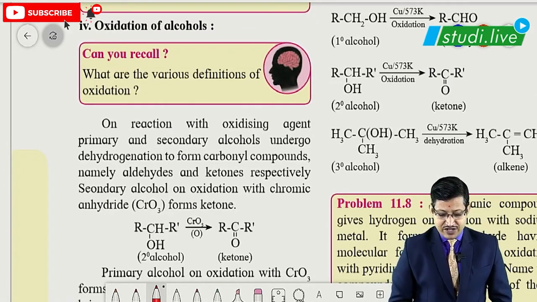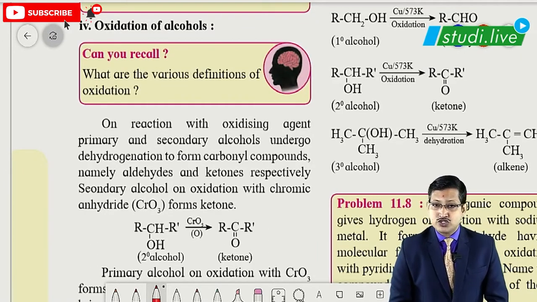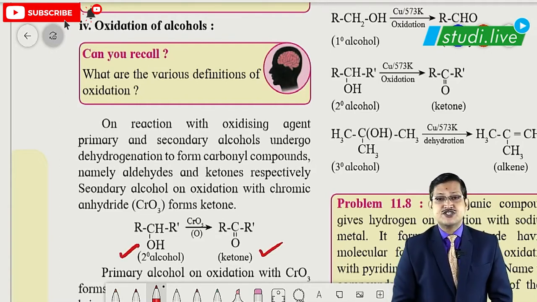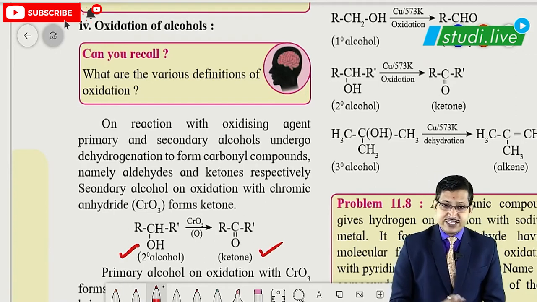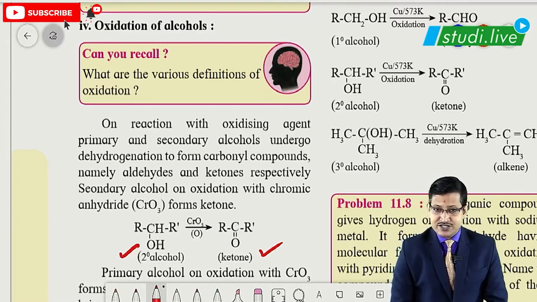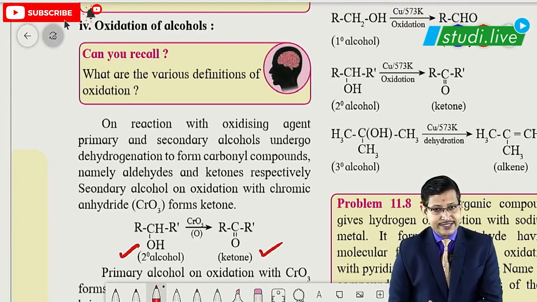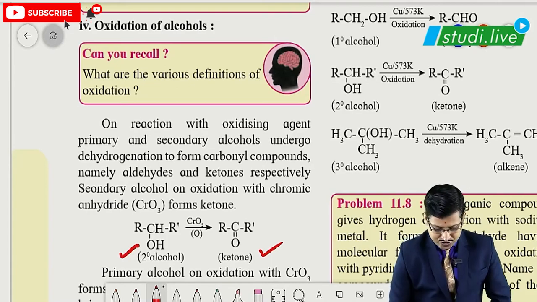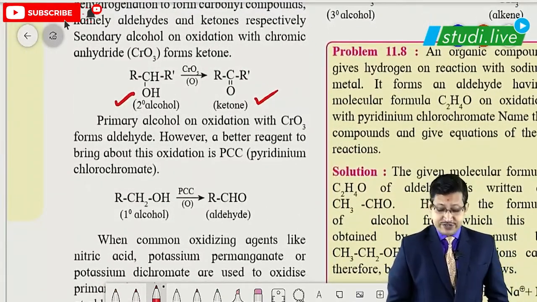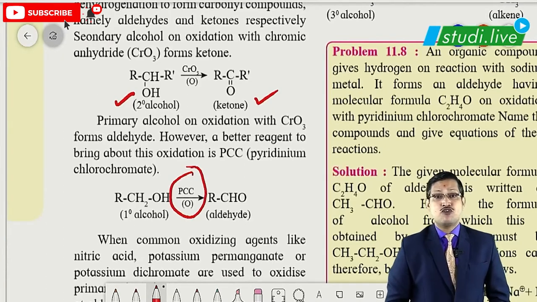Now in oxidation of alcohols, primary alcohols on oxidation give aldehydes, and secondary alcohols on oxidation give ketones. This can be vice versa. That is, ketones on reduction give secondary alcohols, and aldehydes on reduction give primary alcohols. So you should have that interchanging understanding: primary alcohols to aldehydes, secondary alcohols to ketones, and vice versa, as I mentioned. Now comes a very important reagent which you can expect in your exams, PCC.